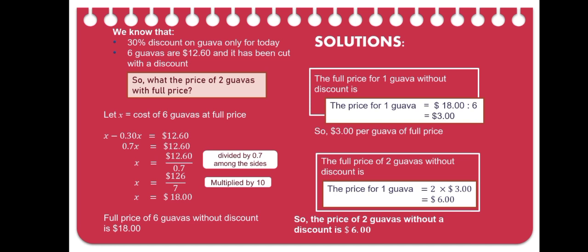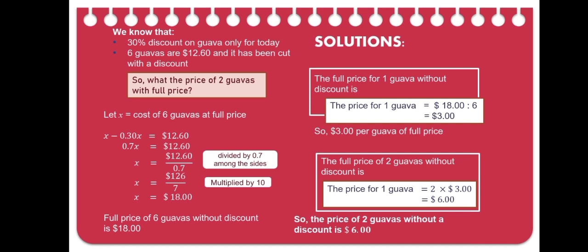It means without discounts. So let x equal the cost of 6 guavas at full price. So x minus 30%, or we can just write it in decimal, which is 0.30 x, where x is still the cost of the full price. So x times (1 minus 0.30), which is 0.7, so 0.7x equals $12.60. To find x, we have to divide both sides by 0.7.